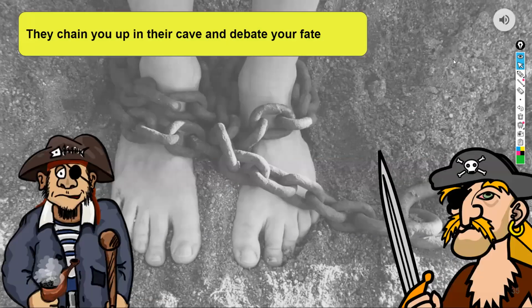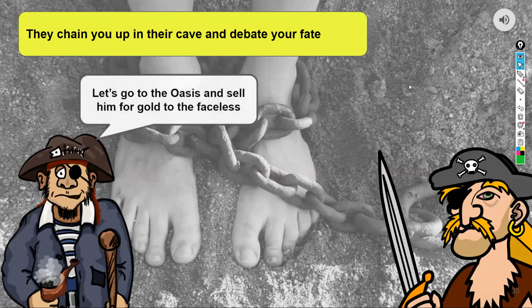All right, so right now you're a prisoner to the pirates, right? They chained you up, right? Y'all remember it had this island called the Oasis that had the faceless and whatnot. So the pirates have a plan, right? They're going to go to the Oasis, that's the island of Trinidad, and sell you for gold to the faceless.